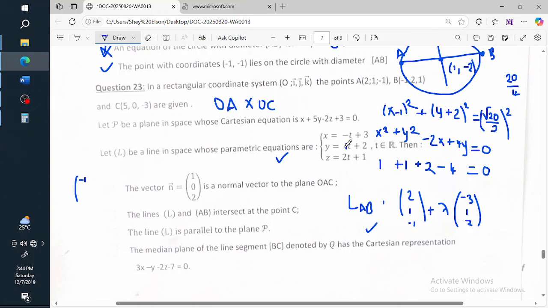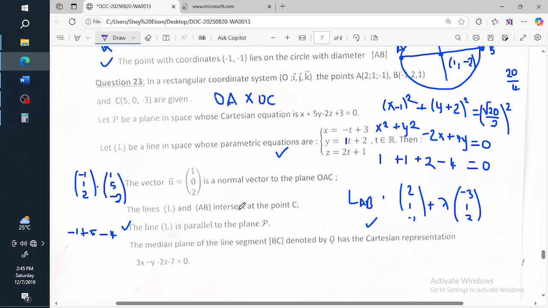So the direction vector of this line is just the coefficients of the parameter: -1, 1, and 2. Now do the dot product with the normal vector of the plane P, which is just the coefficients of x, y, and z, so (1, 5, -2). If you do the dot product, you have -1 plus 5, then minus 4. The answer is going to give you 0. So definitely this option is correct. Yes. So you tell me about the other options.